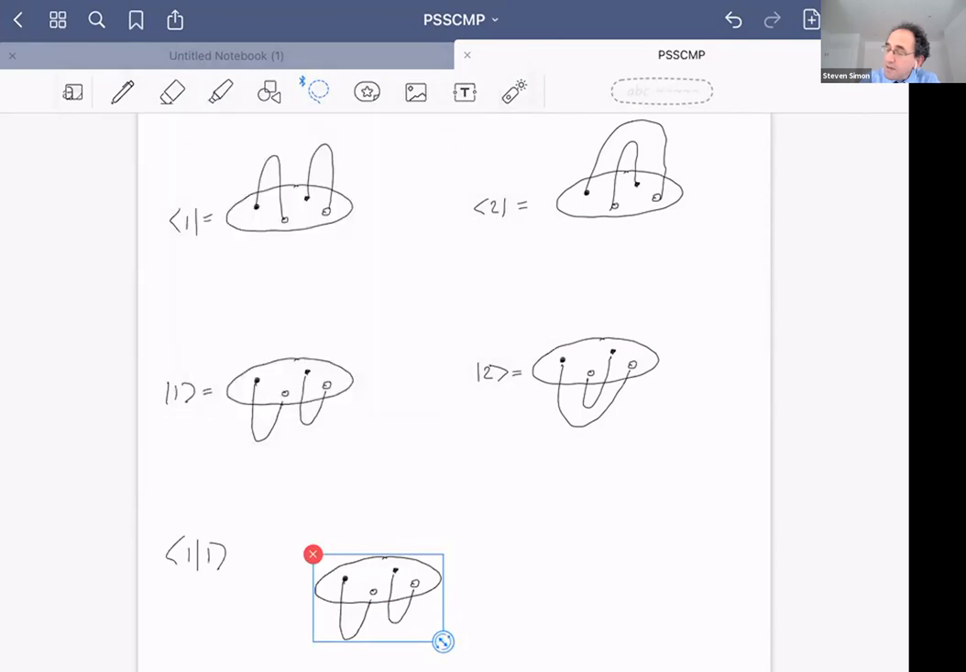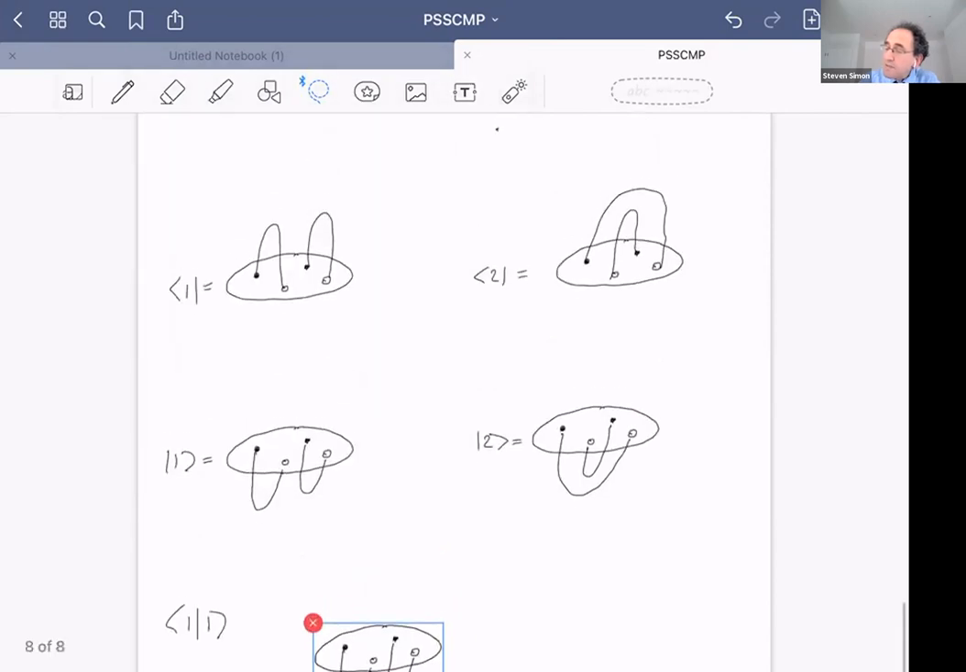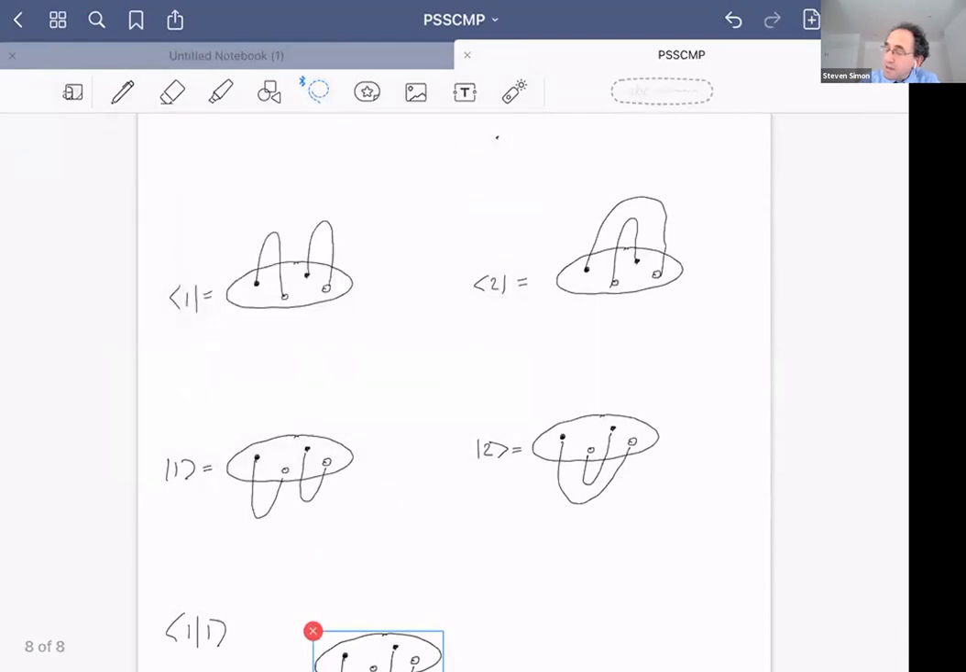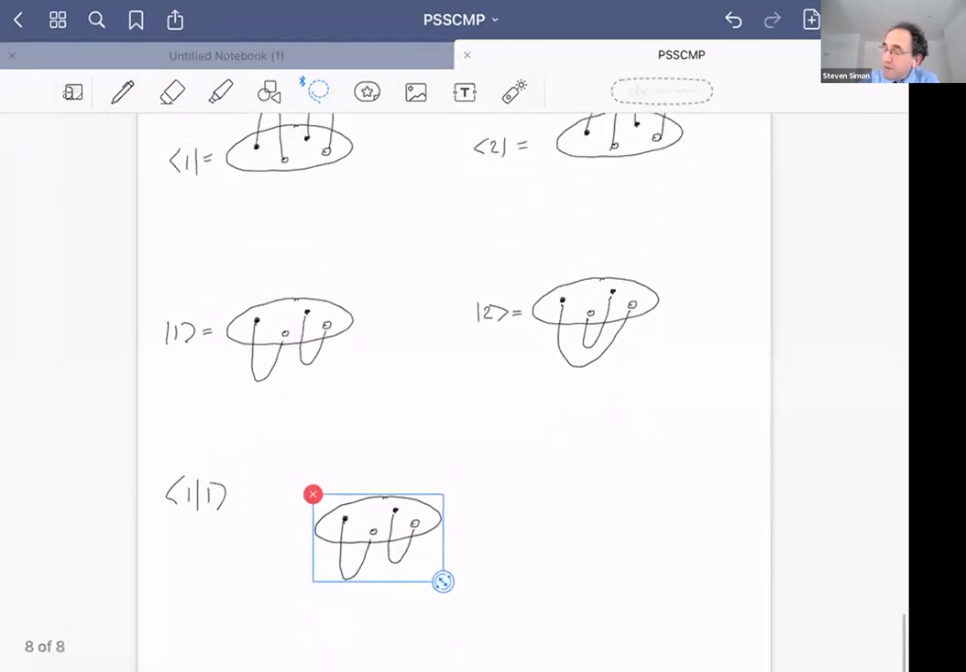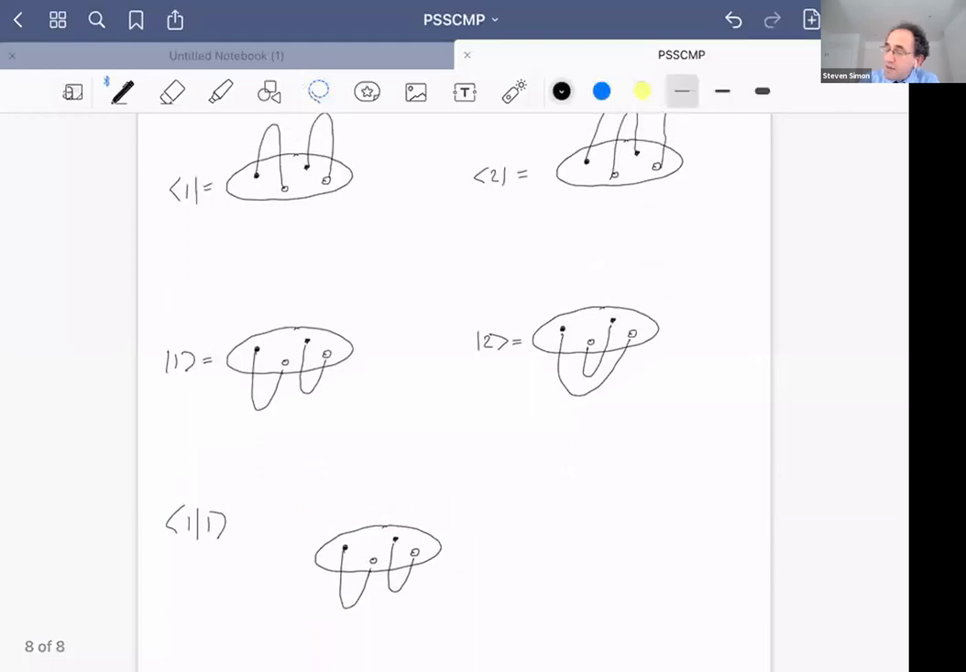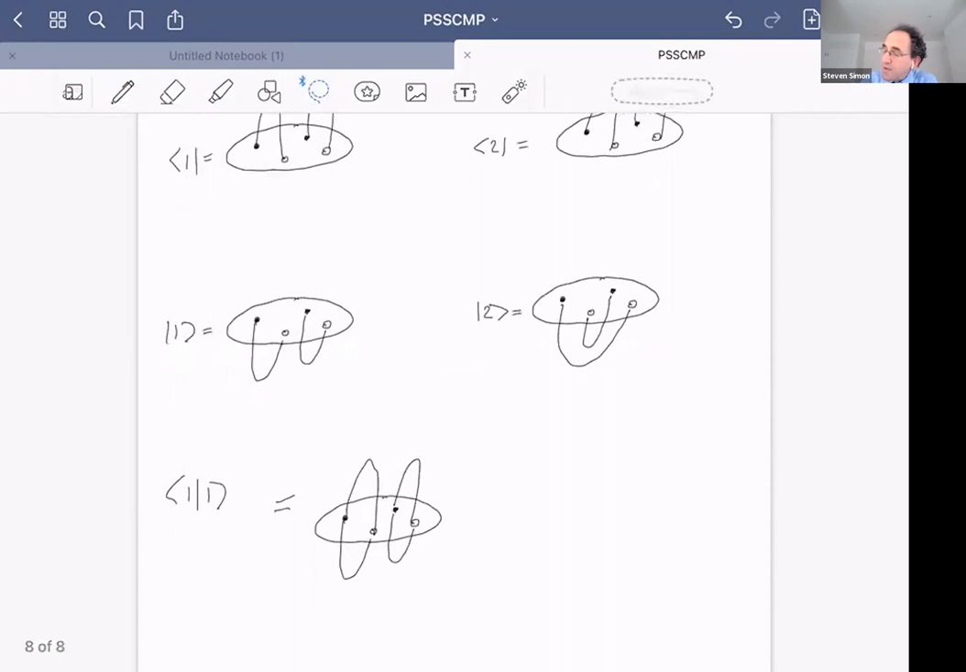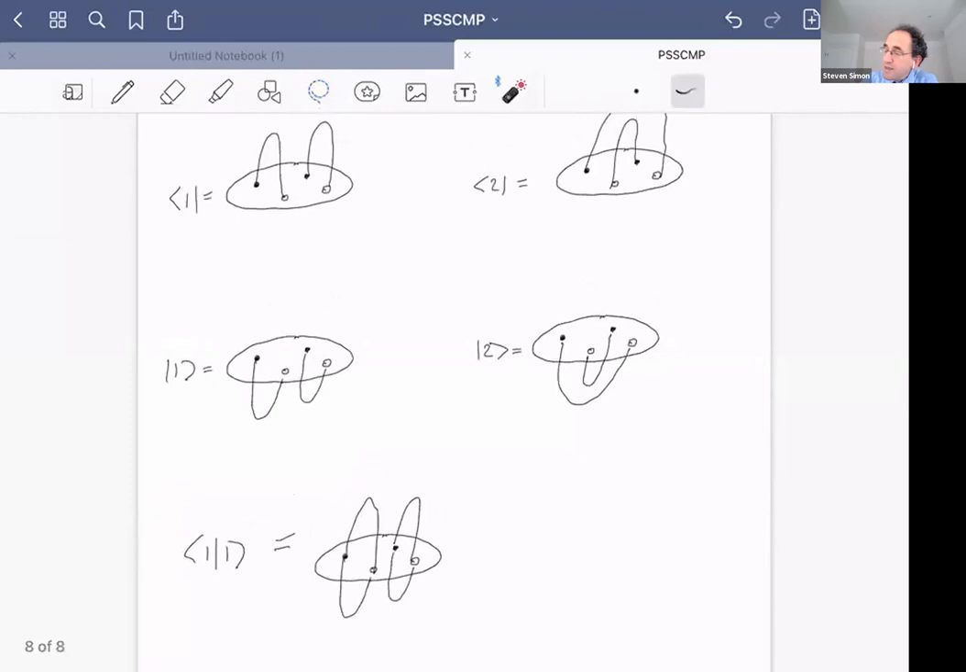Okay, it doesn't want to do it, so I'll just draw. I take this top one and put it over here, so I close it up like this. So one on one, this bra on top of this ket: all I did was squeeze these two together to make a sandwich. And this is equal to two loops like that. And using the Kauffman rules, this is just d squared.